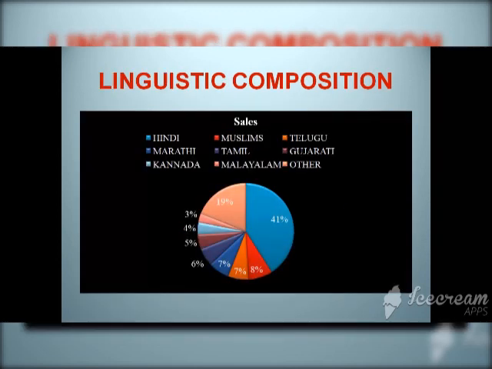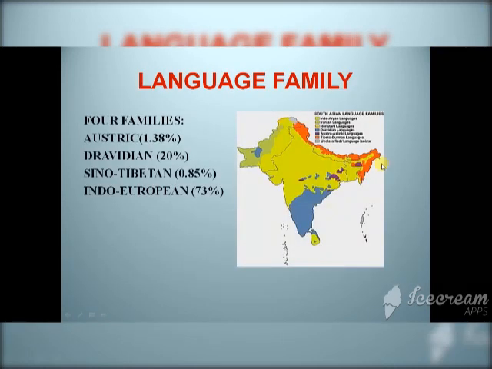Now next we have the linguistic composition of India. Here we can see different languages spoken by different groups of people. Here, 41%, the maximum language spoken in India, is Hindi, and the remaining percentages are given here accordingly. Then the language families. In India we have four language families. The first is Austric, which consists of 1.38%. As you can see, this violet shape belongs to the Austric family.